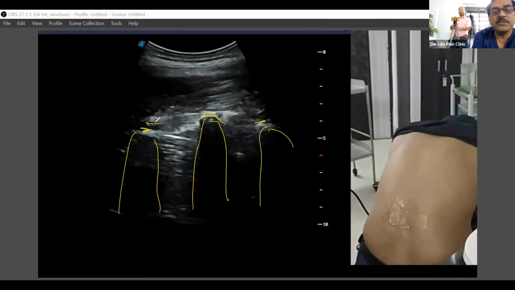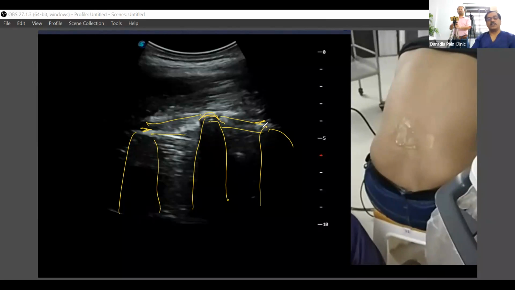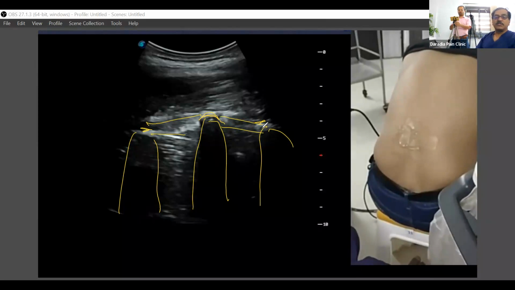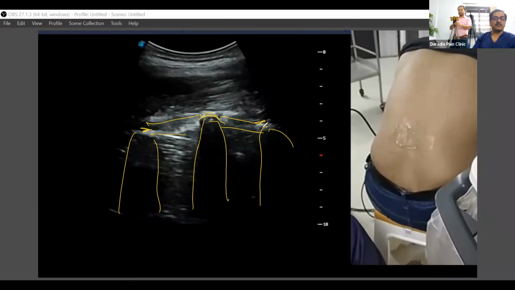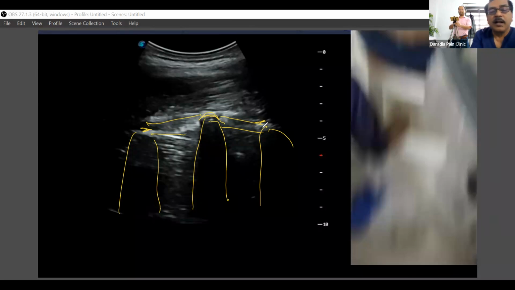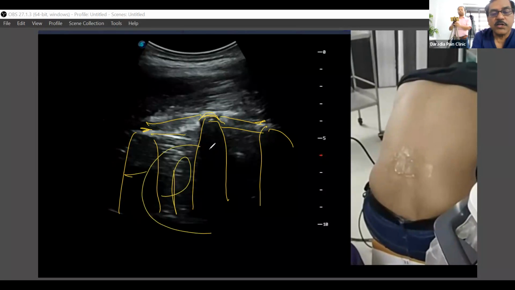In between the transverse processes, you can see layers. This is your intertransverse complex, or intertransverse tissue complex. So what is there? Here we have the intertransverse ligament, intertransversarii lateralis muscle, and the neurovascular bundle. And this is your psoas. This is your erector spinae.